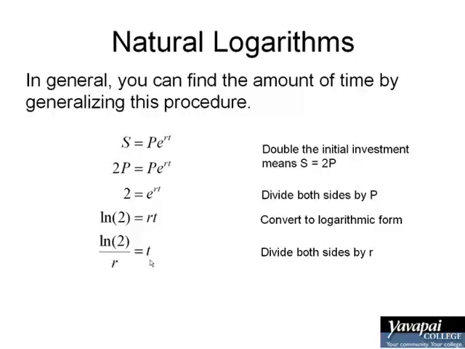So if you want to double your money, or if this was a problem talking about populations, if you wanted to double your population, this formula would tell you how long it takes. And if you wanted to triple your money, we just change the 2p up here to 3p and follow through the numbers, and we get something like ln of 3 over r equals t. So there are lots of little nuances we can make if the problem changes a little bit.